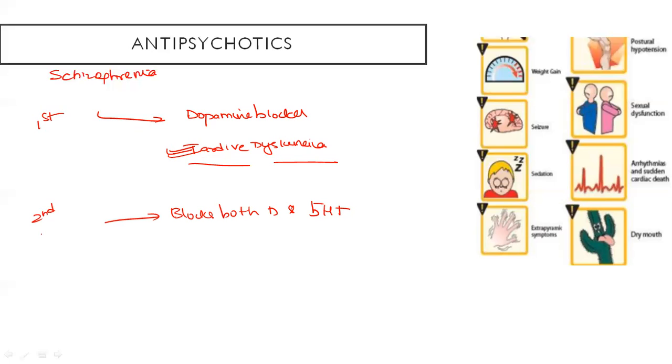The main side effect of using first generation drugs is that tardive dyskinesia can be observed. Therefore, the second generation drugs are more used because this side effect is not seen with them. An example of second generation drugs is clozapine, whereas first generation drugs are haloperidol and phenothiazines. So this is about antipsychotics.